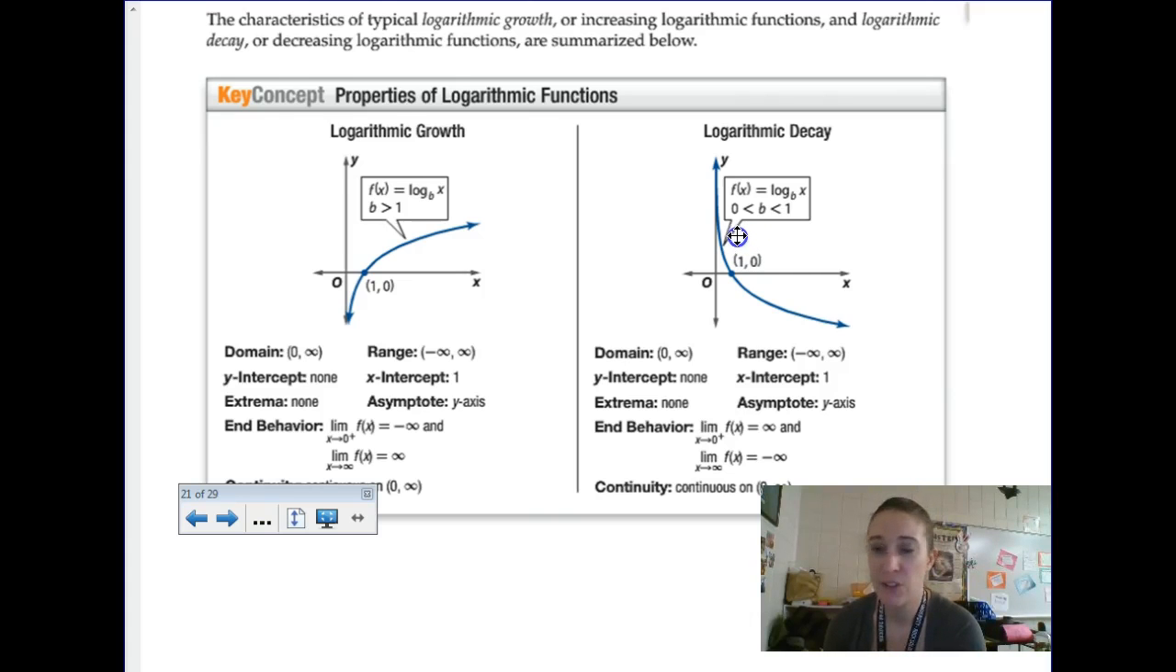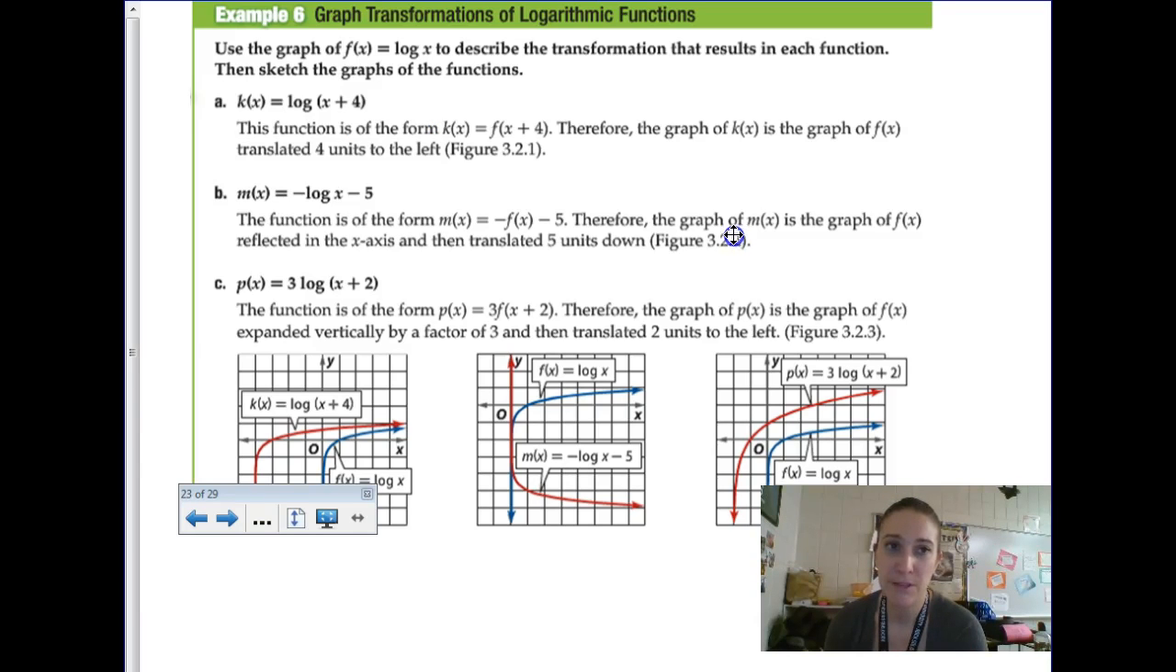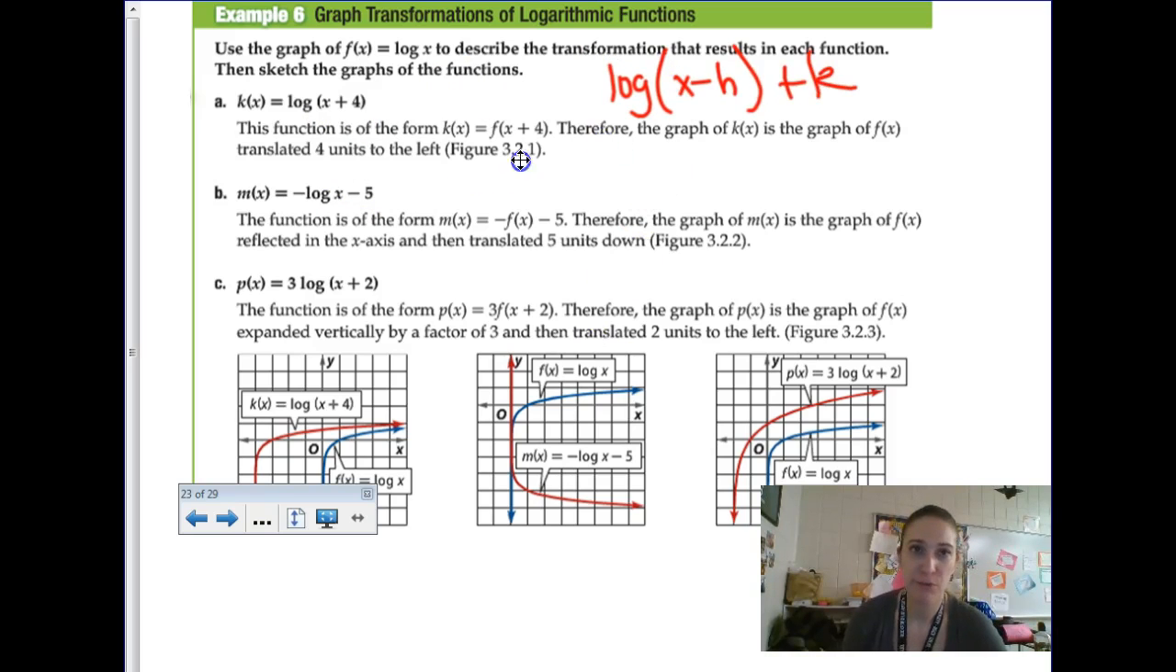The end behavior is going to look totally different. So we got to be real careful about this, okay? It says watch out for transformations. Log of x plus 4, so remember it's x minus h plus k is the transformation formula with an a in front if you want to leave it there. So x plus 4 really means left 4 units. Order still matters on transformation, so watch out.